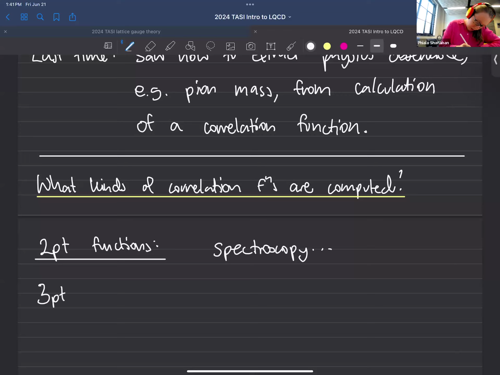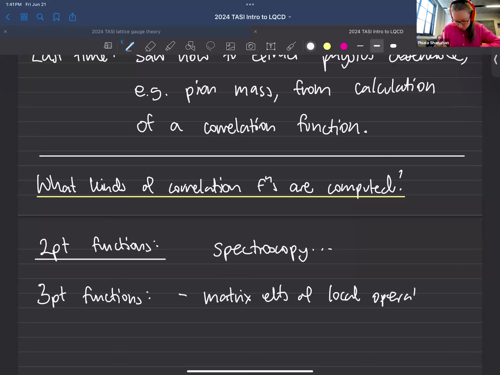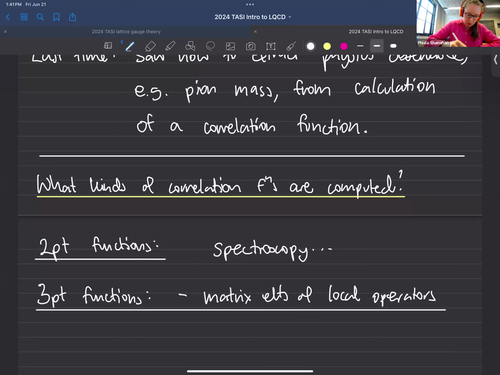You can also compute things like 3-point functions. So one type of 3-point function would be matrix elements of some local operator. So for example, you might compute matrix elements of some operator to extract, in the continuum sense, matrix elements of operators. So you might be interested in things like the axial charge of the nucleon, or more generally, things like form factors.